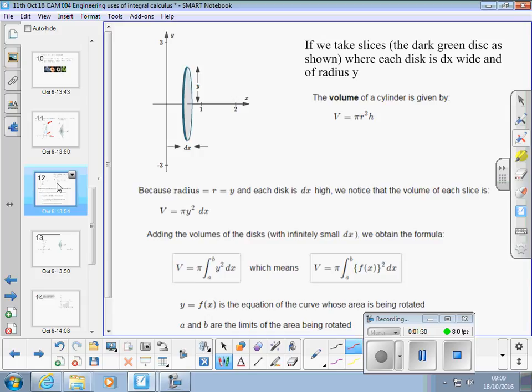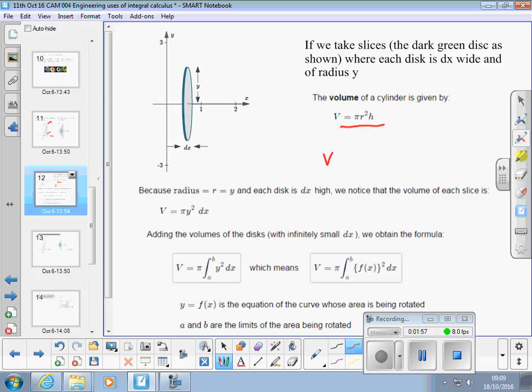Then the volume of that disc would be pi times the radius squared, which is y squared, times the thickness dx, because the volume of a cylinder is pi r squared times the height. That's where that comes from.